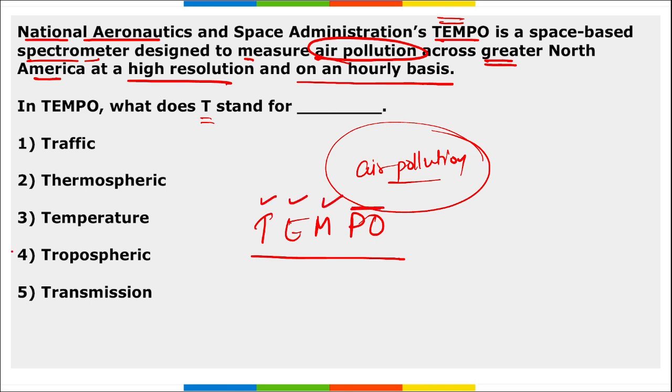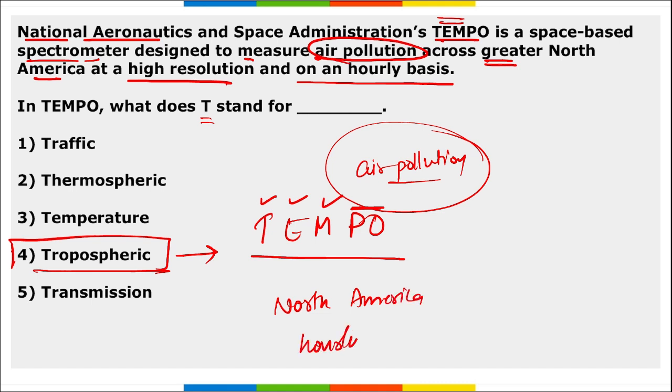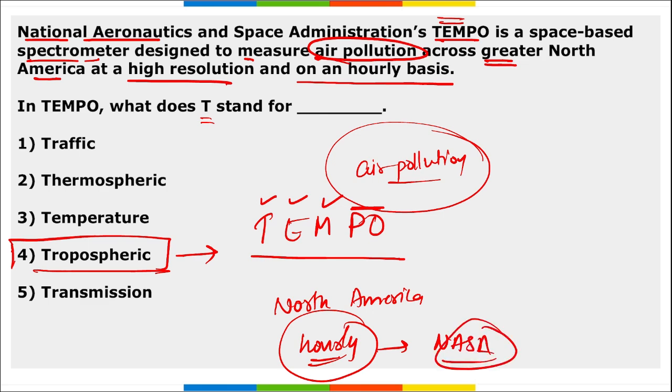So here the full form of T is being asked, it is tropospheric, right? So T here stands for tropospheric, and this will be measuring air pollution across North America on an hourly basis, correct? And it is of NASA, right? Space-based spectrometer, that is of NASA.